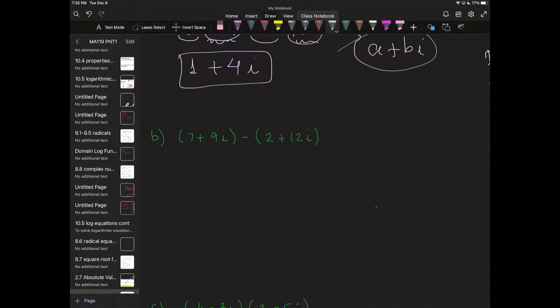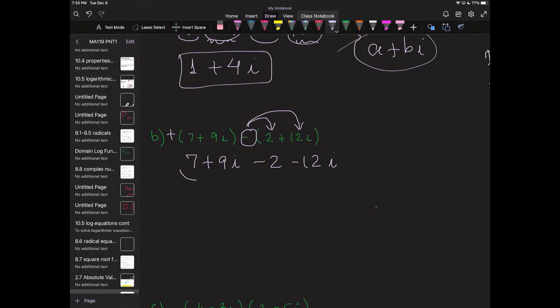Okay, so here we have 7 plus 9i minus 2 plus 12i. So it's a subtraction of two complex numbers. The first parenthesis is preceded by the invisible plus, so we know that nothing needs to be changed, just remove the parentheses. So it's 7 plus 9i. Now here we have a negative sign in front of the parenthesis, meaning the 2 becomes negative and 12i also becomes negative. You must switch the signs. So minus 2 minus 12i. Okay, so notice it's not the same thing.